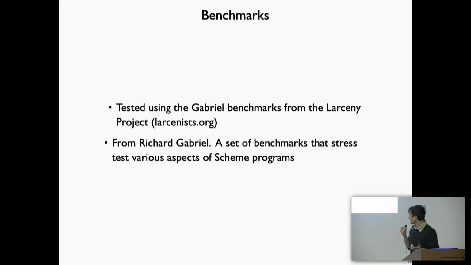So yeah, how well does this actually work? You might be wondering how well this performs. For my thesis, at least, I tested Wasm PB chunk using the Gabriel benchmarks, which come from the Larceny project. These benchmarks were collected by Richard Gabriel, who's known in the Lisp world. It's a set of benchmarks that stress test various aspects of Scheme programs, including some fairly unique features like first-class continuations and things like that.